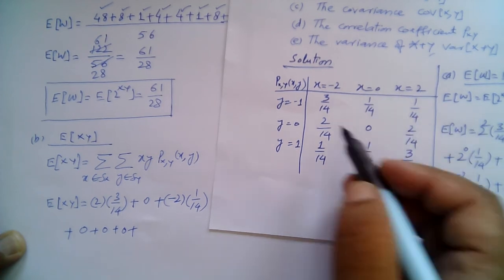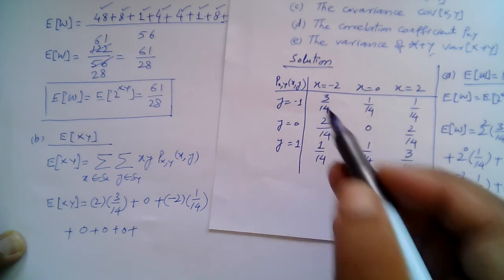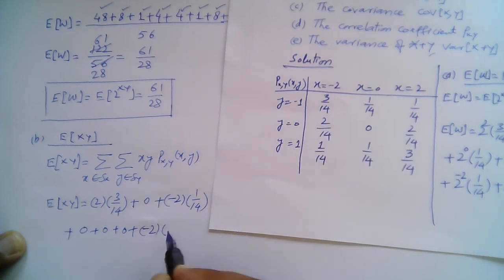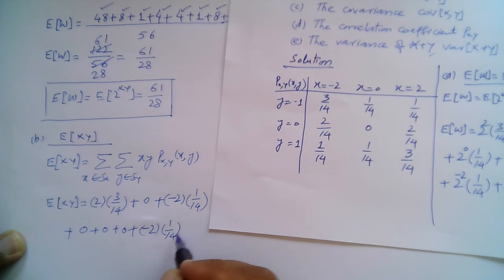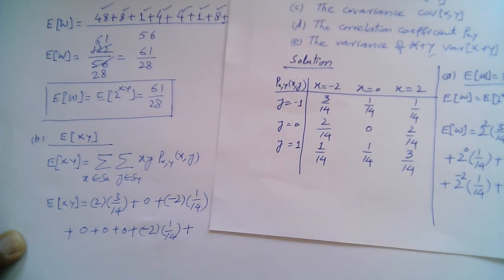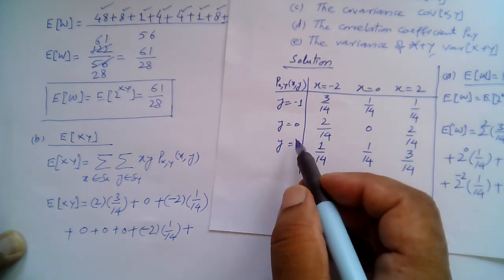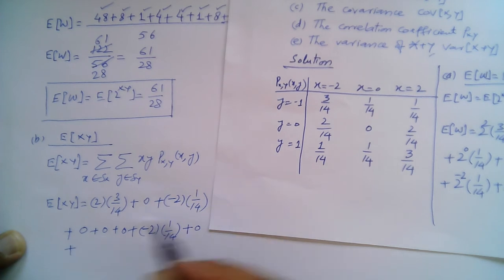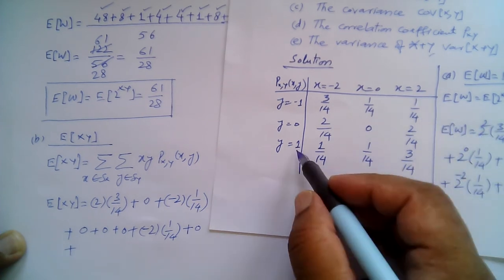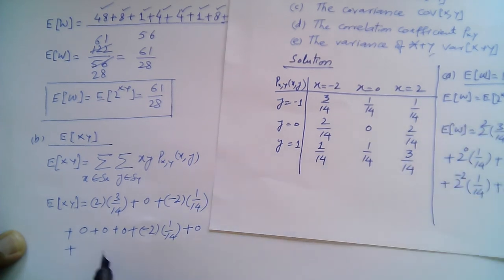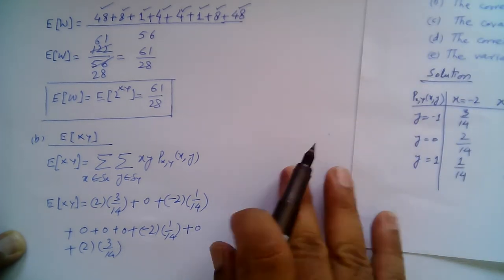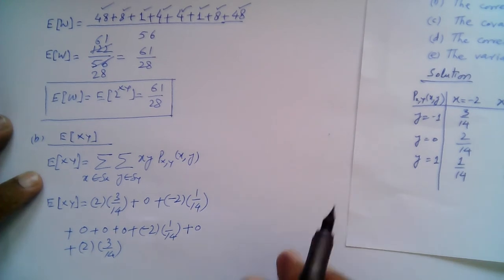Then 2 into minus 1, so that should be minus 2 multiplied by 1 over 14, the corresponding value of the probability, plus we can have 2 multiplied by 0 is 0, and plus 2 multiplied by 1 is 2 and multiplied by 3 over 14, so 2 multiplied by 3 over 14. So we just need to compute these values and then add them together, right?